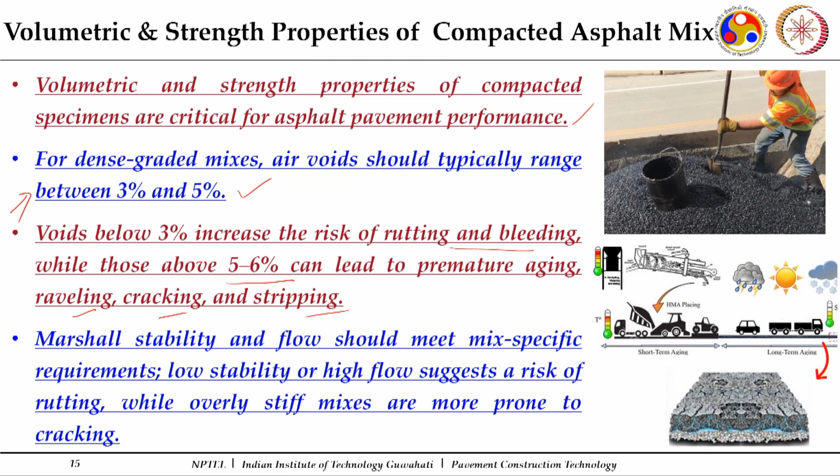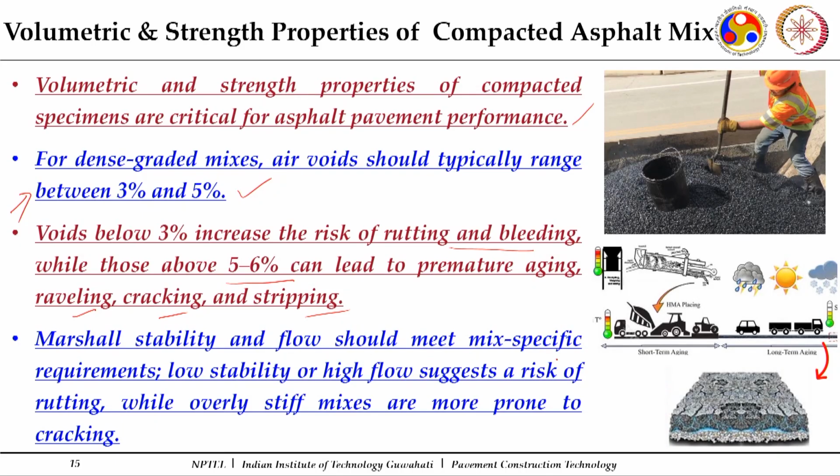Stripping is when the binder film gets stripped from the aggregate, cracking is when cracks are observed on the surface, and raveling is when you see that the fines are lost from your bituminous surface. So, that is raveling. Marshall stability and flow should meet mix specification, because for different mixes and with different binders the requirements may be different for your Marshall stability.